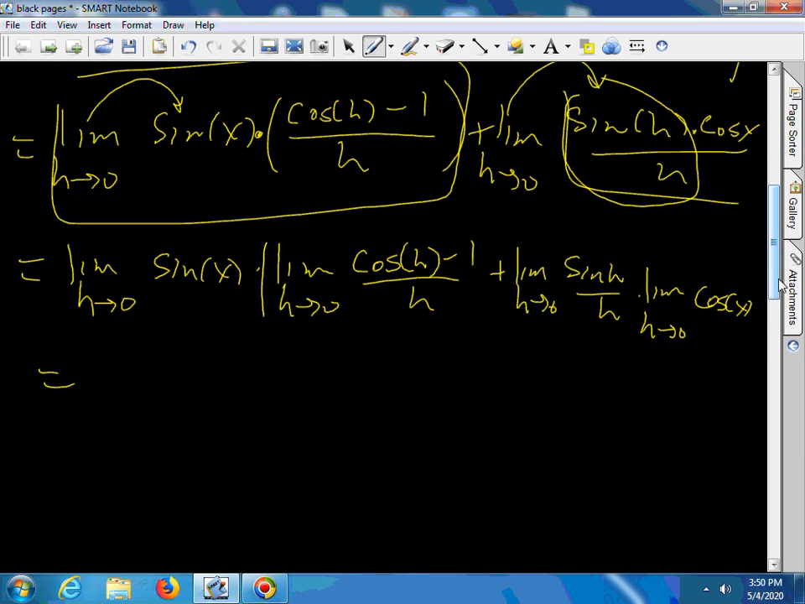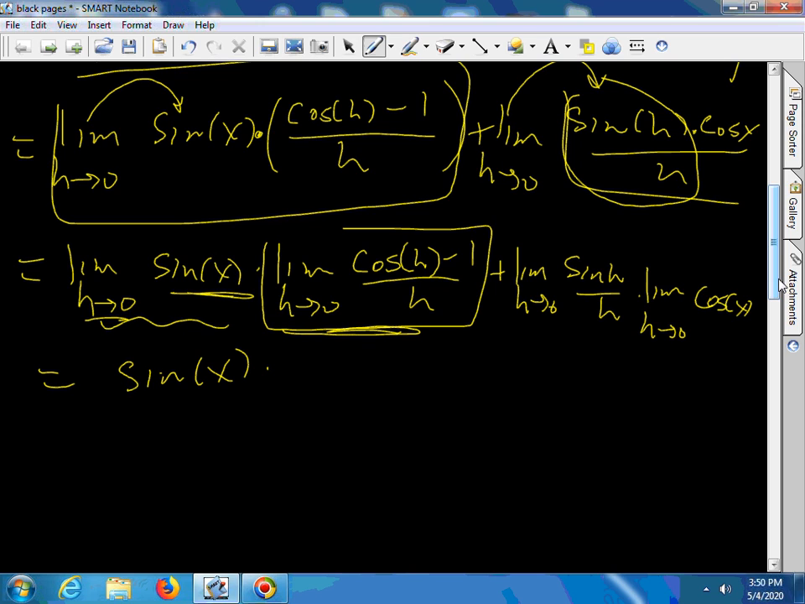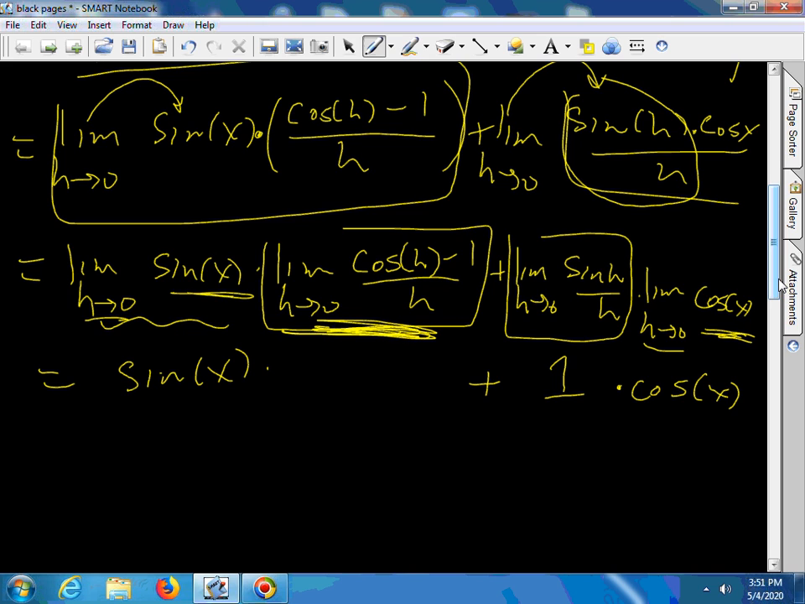Now, we're going to have to work on this limit separately. But the first limit, sine x has nothing to do with h. So it's just the sine of x times whatever this limit is. Plus, this limit, you should know, is 1. Times, well, with respect to h, this is a constant. So it just stays cosine of x. So we need to evaluate that limit. Let's do that down here.